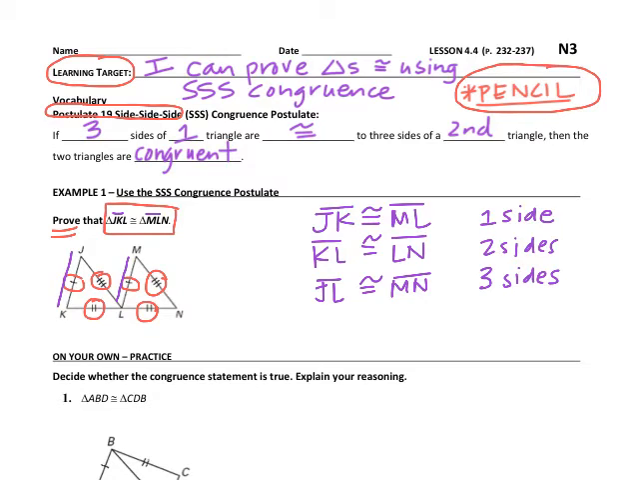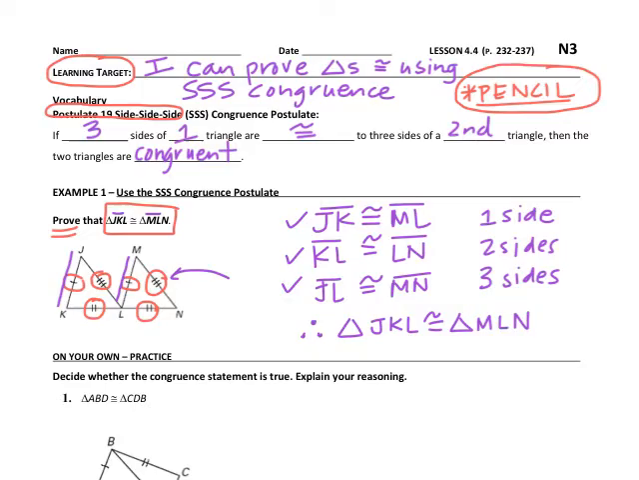So we have everything we need to use the side congruence postulate. And what I can do here is say, therefore, okay, these three little dots that are in the shape of a triangle, therefore triangle JKL is congruent to triangle MLN. So you really don't have to do too much, but you do need to mention that there are three sides that are congruent, and you can recognize that by the number of tick marks that each side has.